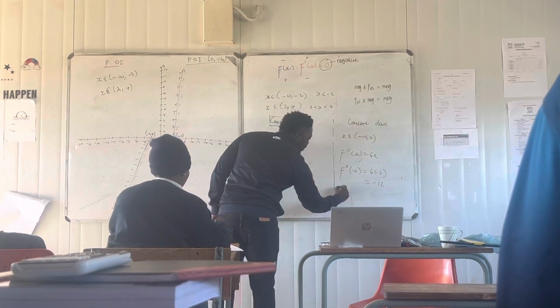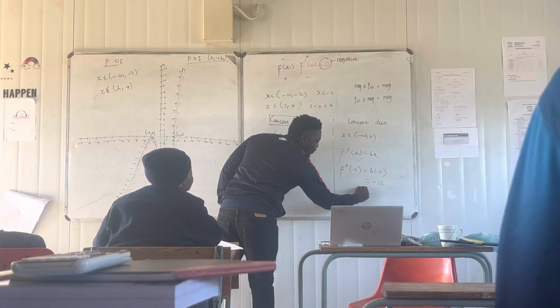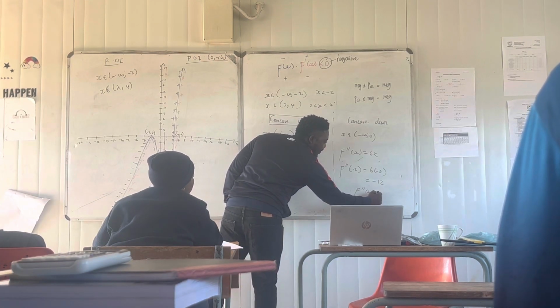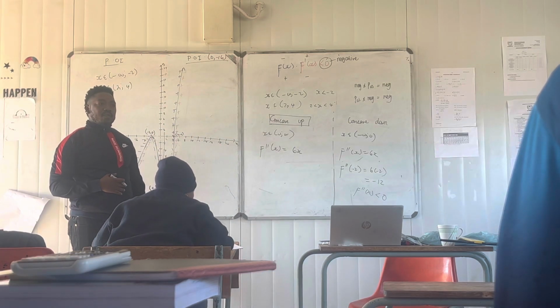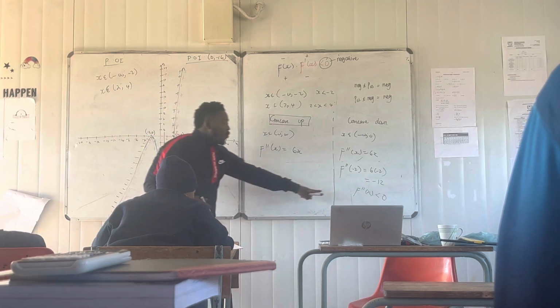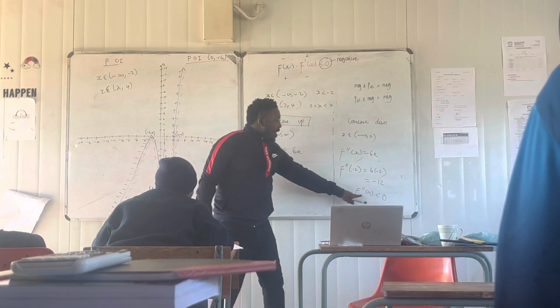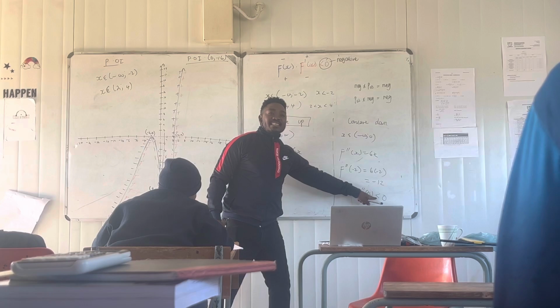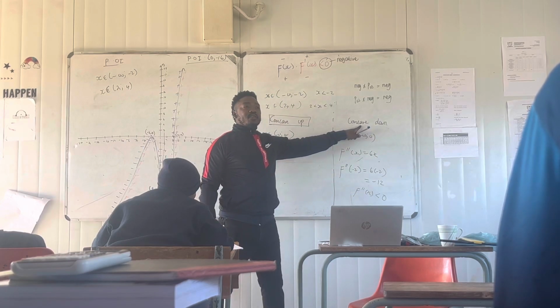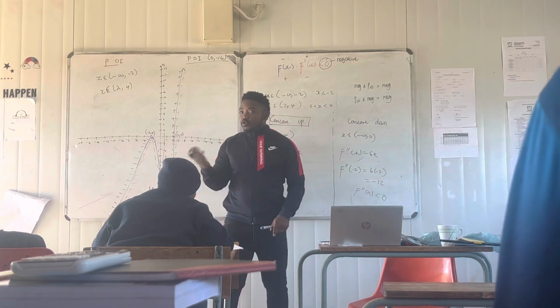So it means my second derivative will be less than 0 when x is less than 0. Remember, what is happening when my second derivative is less than 0? My graph becomes concave down. You can also test it this side.